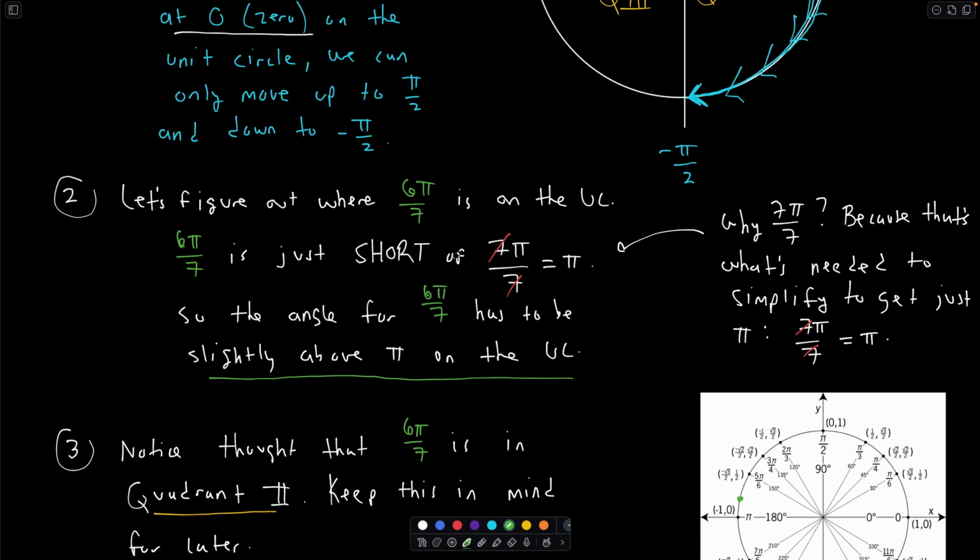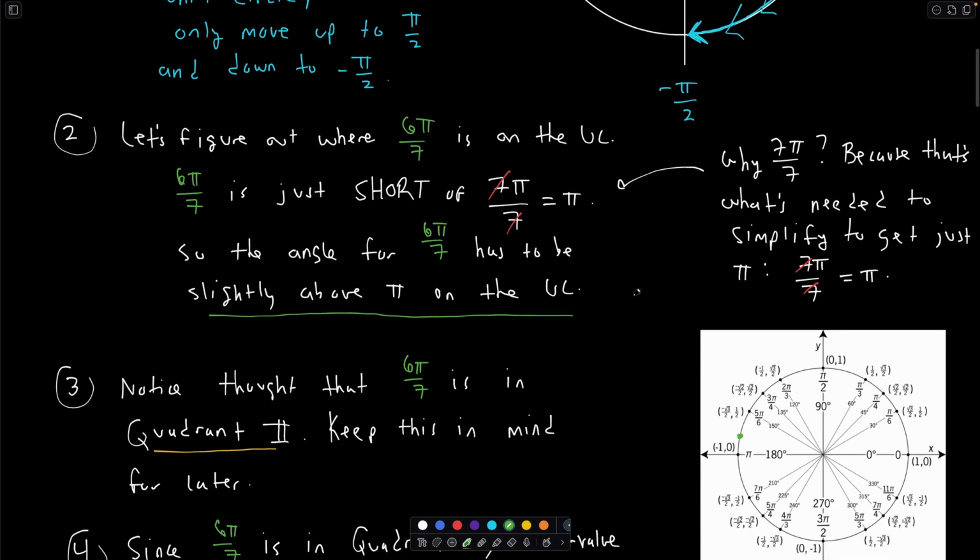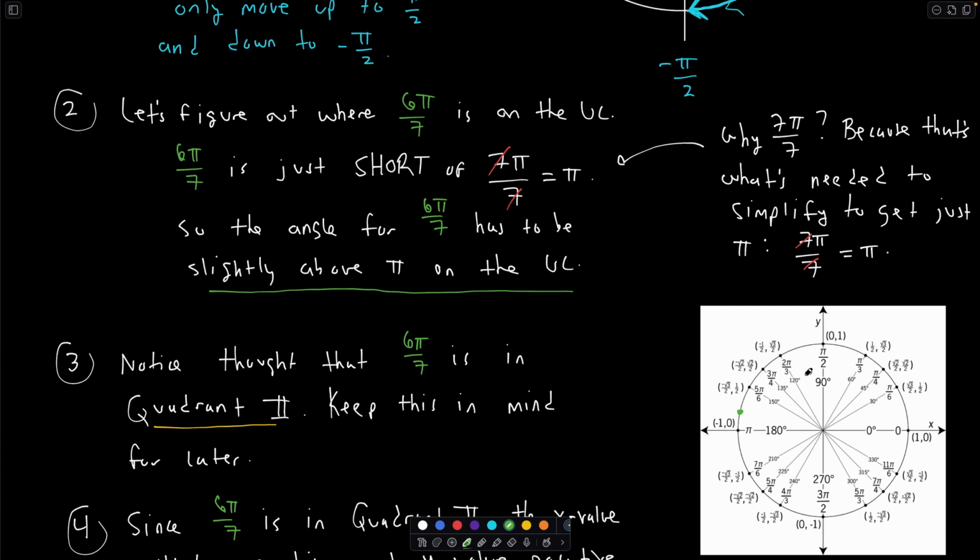So 6 pi over 7 is just short of pi. Okay, so the angle for 6 pi over 7 has to be slightly below pi on the unit circle. How do we determine that? If we look at the unit circle, here I have 2 pi over 3, 3 pi over 4, 5 pi over 6. It makes sense that 6 pi over 7 would be here. And why do I get pi right here? Because technically, right around here, you should have 7 pi over 7, and if those 7s simplify, you're left with just pi. So I could determine that the angle is most likely around here.